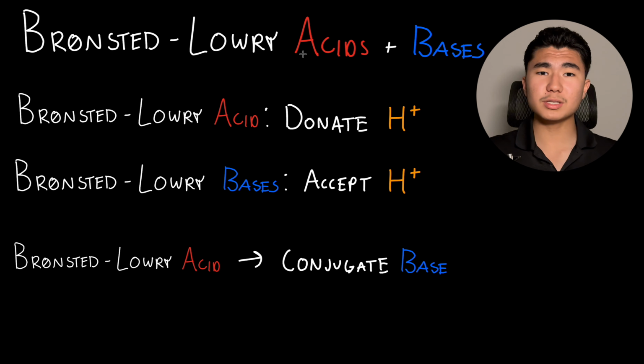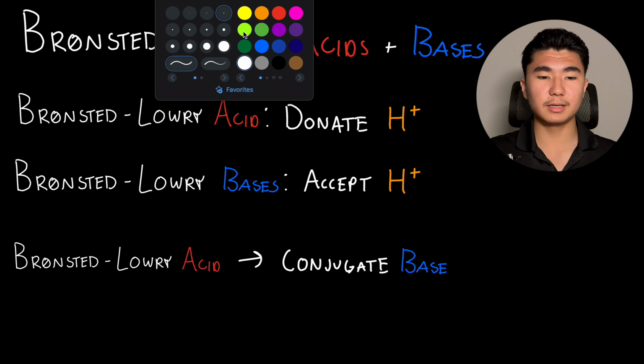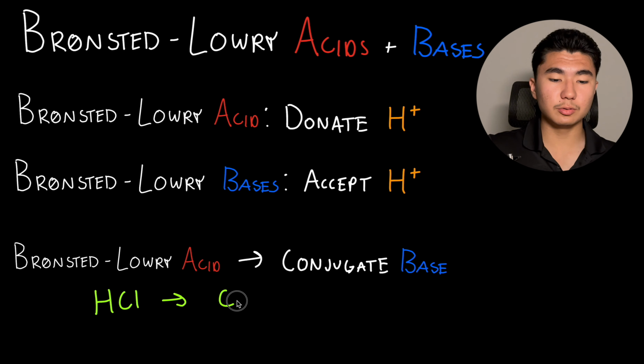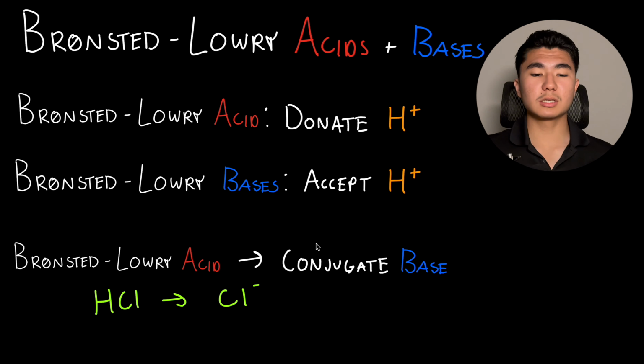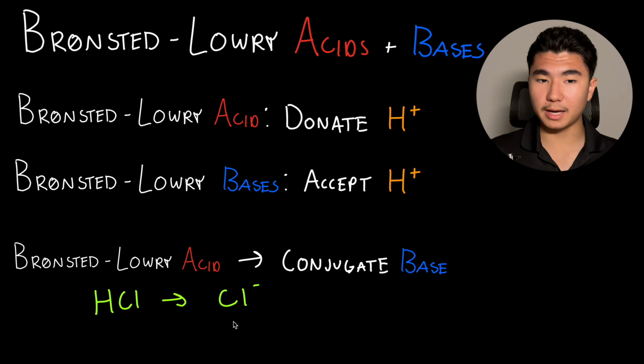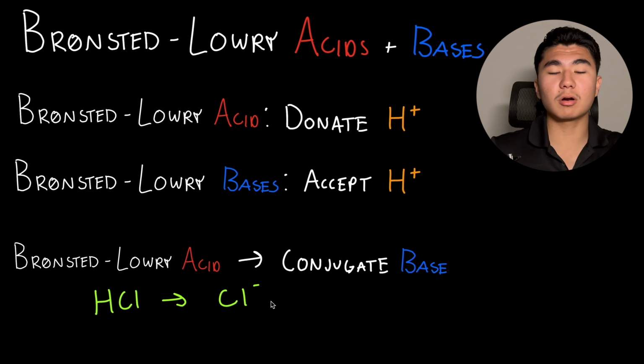So what's an example of this? Well, we could look at something like hydrochloric acid. So hydrochloric acid goes to just chlorine. This hydrochloric acid is donating its proton. It's losing this hydrogen over here, making it an acid, and this Cl minus is our conjugate base. So our HCl, our hydrochloric acid, is our Bronsted Lowry acid. It's donating that proton to form this conjugate base of chlorine.